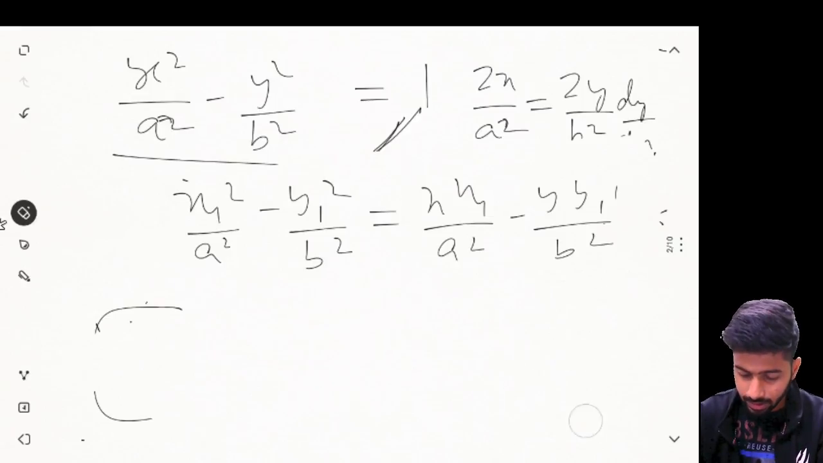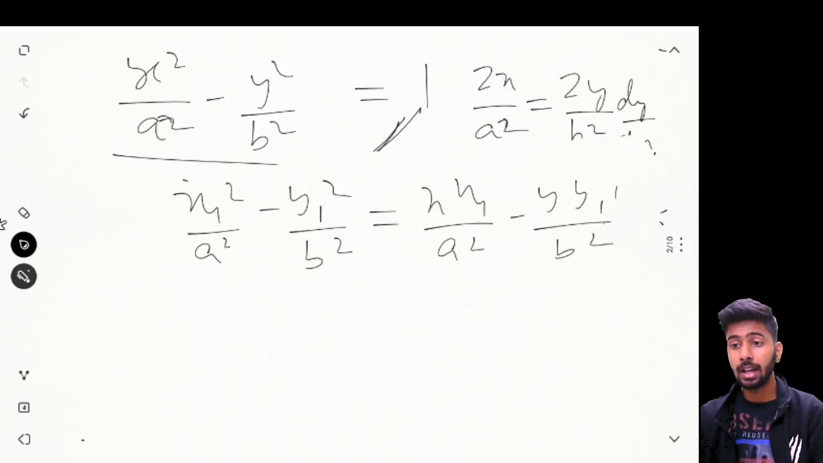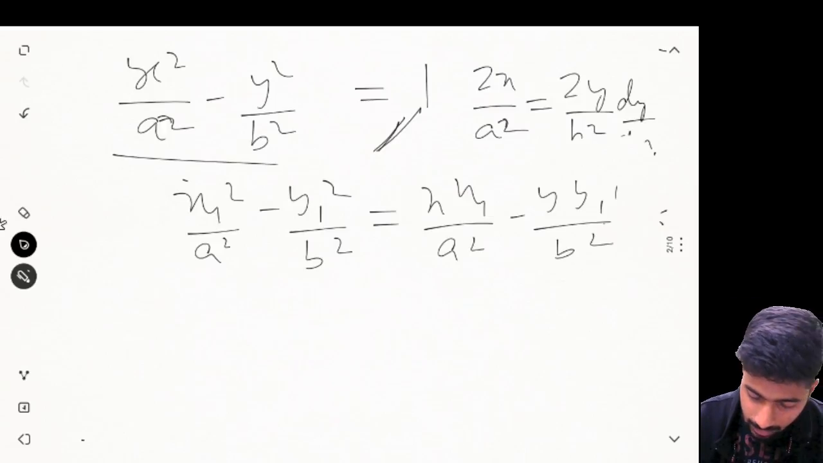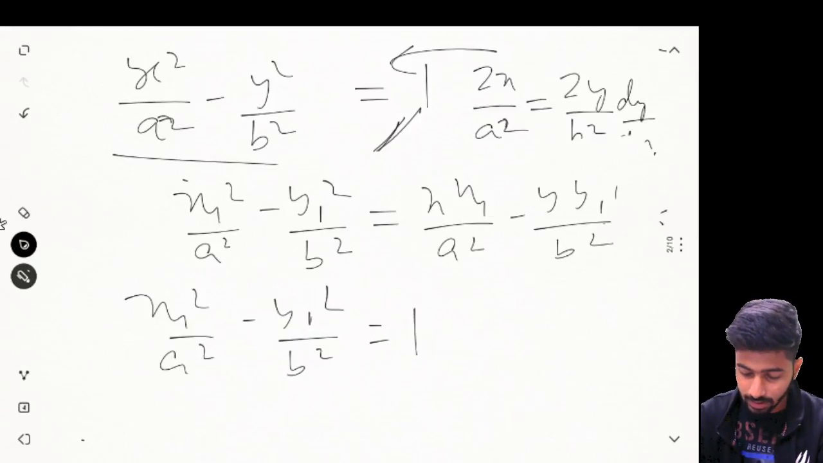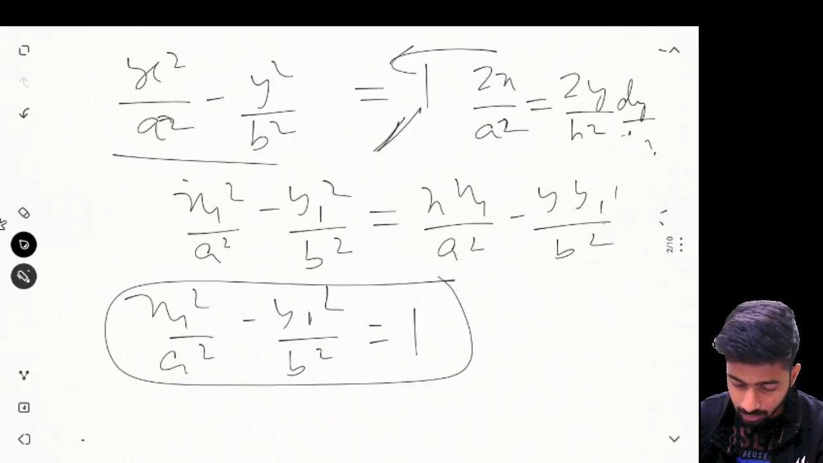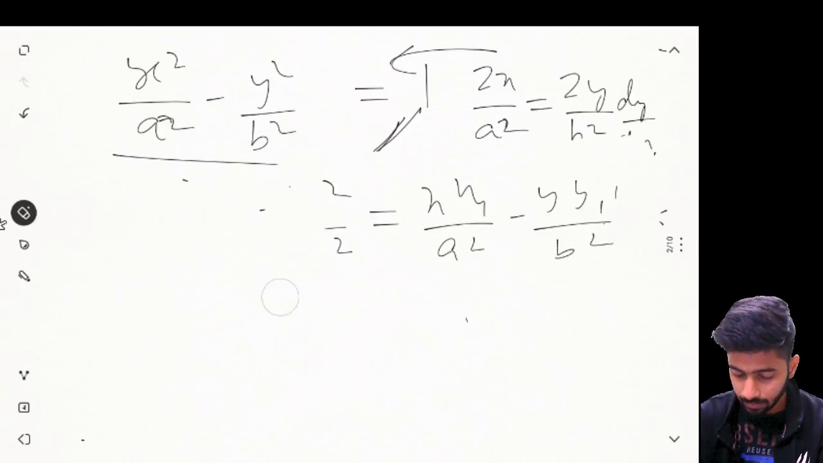So as you already know, x1 y1 lies on the hyperbola and also on the tangent. Because x1 y1 lies on the hyperbola, I can put x1 y1 in this equation, and what I'll get is x1 square by a square minus y1 square by b square is equal to 1. Why? Because x1 y1 lies on the hyperbola. So this x1 square by a square minus y1 square by b square has to be 1. So I'll replace this thing with 1.